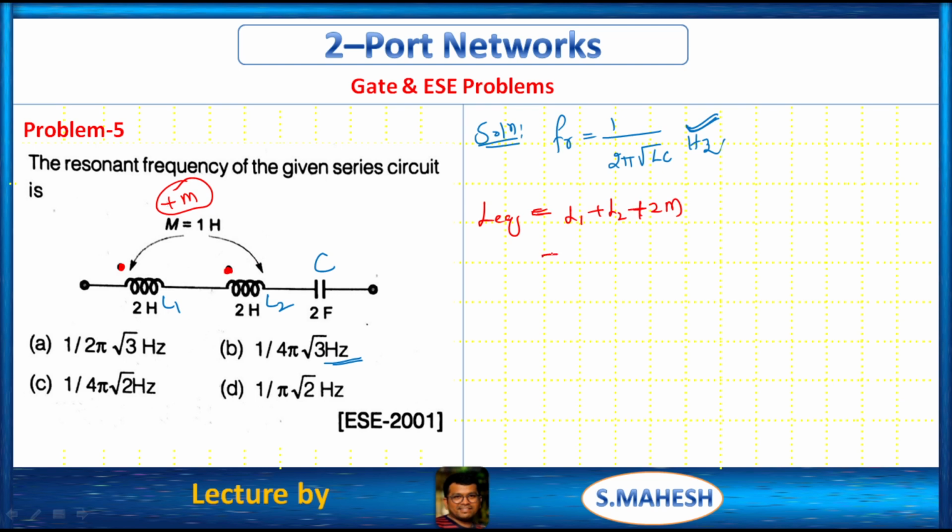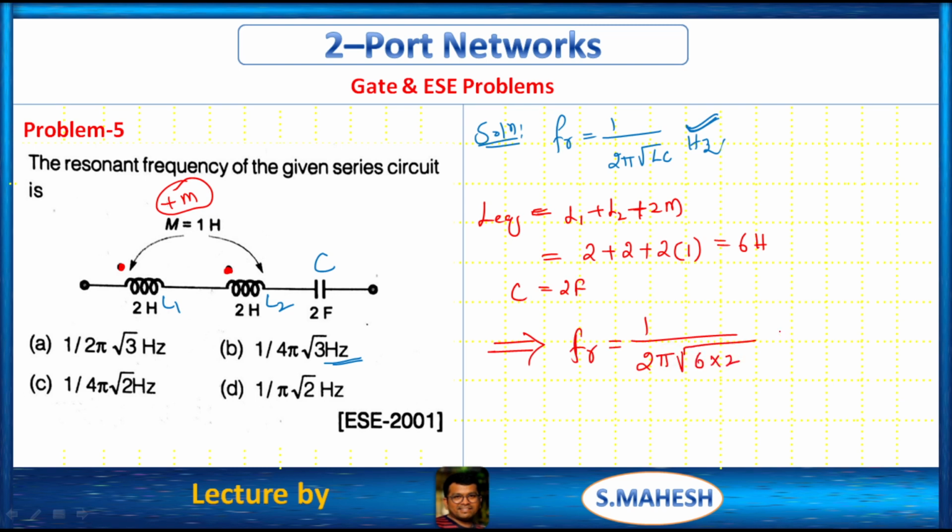That's it, which equals L1 is 2 plus 2 plus 2 into M, which is 1, which equals 6 Henry. Given that C equals 2 farad. Therefore, Fr equals 1 by 2 pi root of 6 into 2, which equals 1 by 2 pi root 12. Therefore, Fr equals 1 by 4 pi root 3 Hertz. That's it. Answer would be B. Very simple one, right?